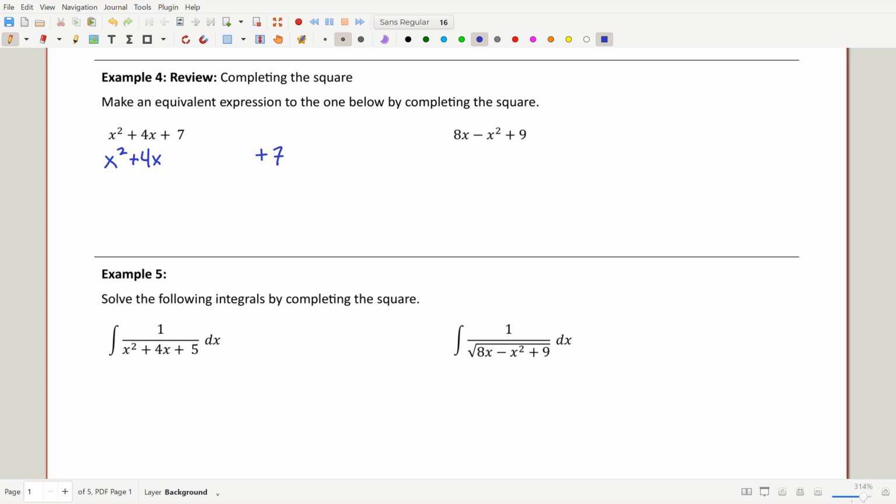So what we're going to do is add the 4 to complete the square and then take it right away.